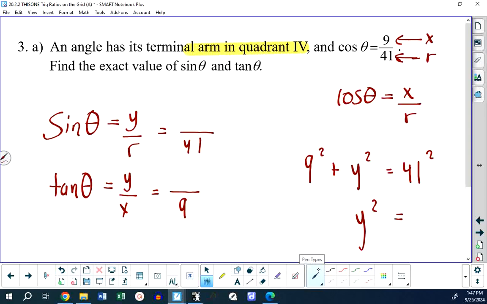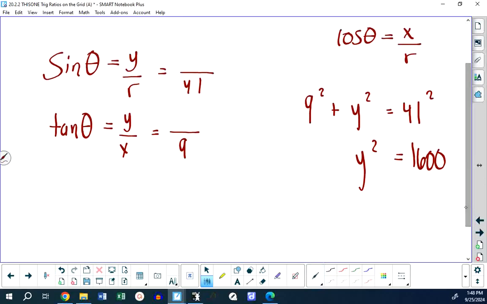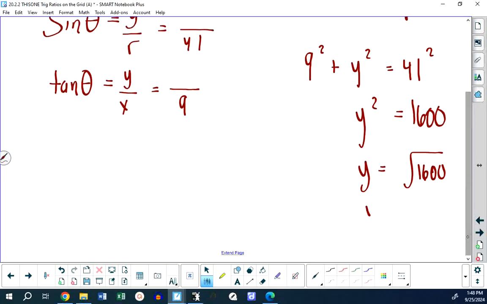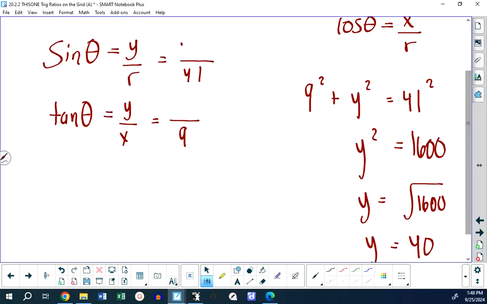We got it? 40. 1600, you mean? Before you take the square root. Yeah, okay, good. So 1600. So I'm going to finish the problem and then I'm going to ask you a question. It's a really important question. It's crucial. So that means y equals the square root of 1600. And that means y equals, as was said, 40. Right? Okay. That means sine is 40 over 41 and tan is 40 over 9. Are you with me? Here's the question. Why is that wrong?